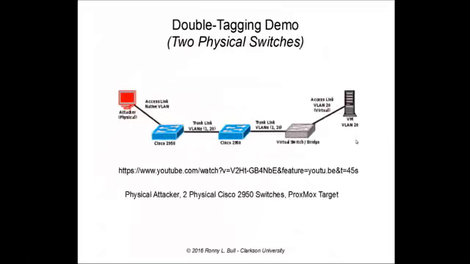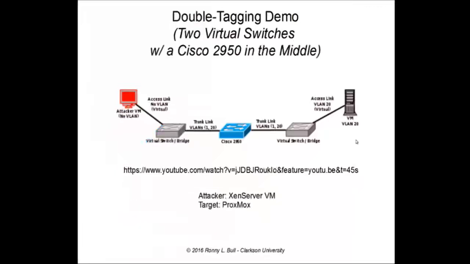Okay, so we have 3 different scenarios we ran with this. The first one was a control scenario where we had the 2 physical switches, this was known to work. We had a physical attacking system connected on a native VLAN. It went through that first trunk link to the second switch, and we were able to access the VM on the other side on VLAN 20. Due to sake of time, I'm not going to show this video right now. It does work here. You guys are more than welcome to go click the link. But we have 2 more videos I'd like to show that are a little more effective than this one.